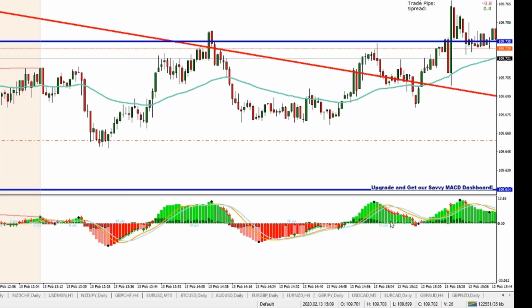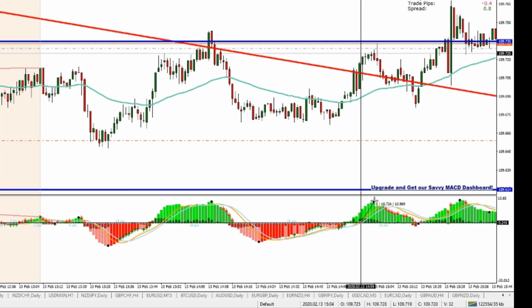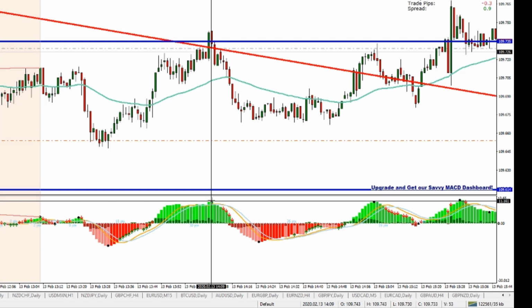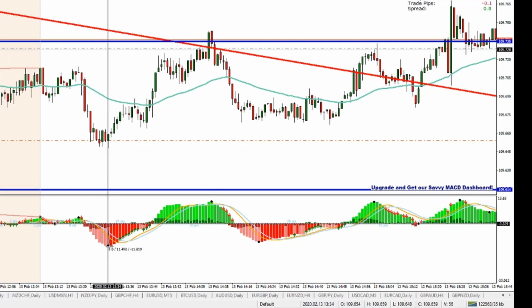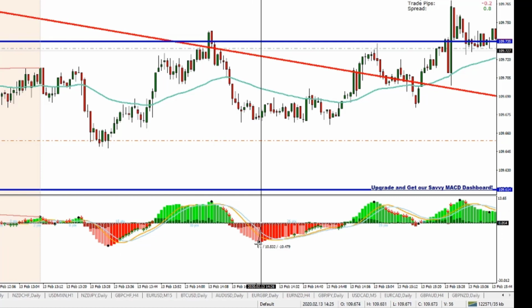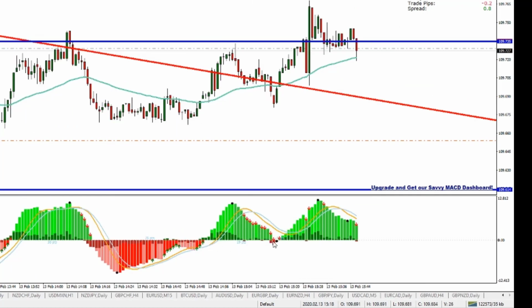This was a 9. This was 11. And now the greens are starting to get bigger than the reds. This green was 11, this one was 11, but then this green was 11, this red was 10, right? And then now this red was really small, a drop here, really small.